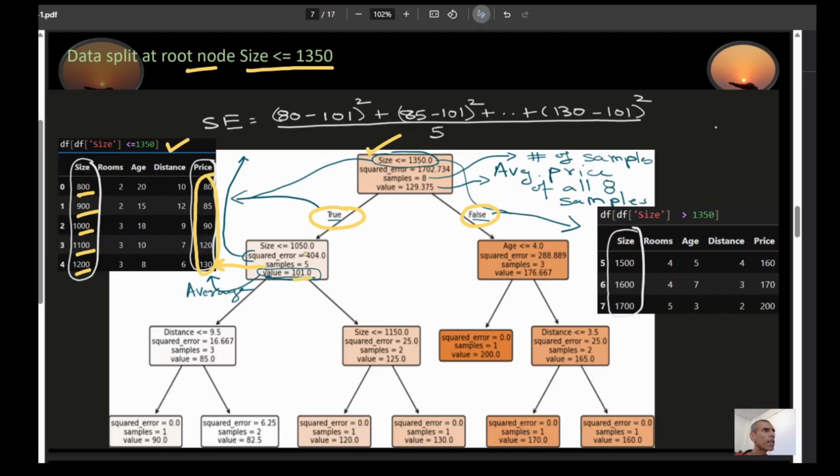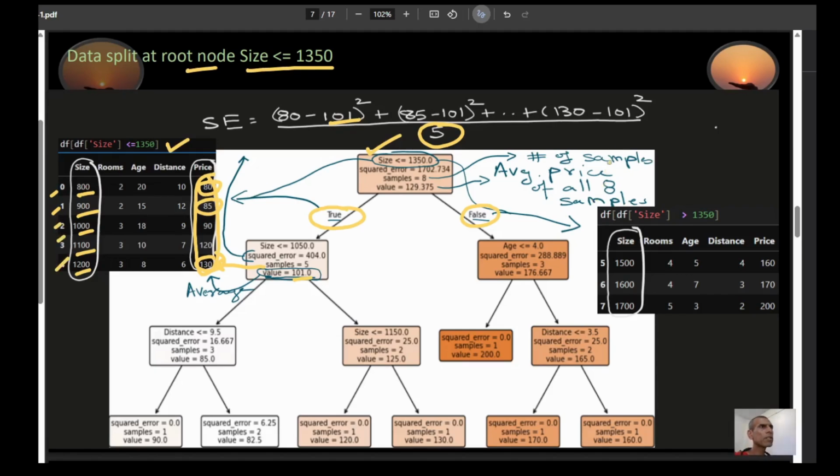Then you have this squared error. This squared error means the same thing as in the previous one. So you're going to take 80 minus 101. In this case, 80 would be this right here. And your average value of this particular data set is 101. So 80 minus 101 squared plus 85 minus 101. 85 would be this one right here. Minus 101 squared, and you keep going all the way to the 130. That would be this right here. Minus 101 squared, and then divide by the total number of data points. In this case, there are 5 data points. 1, 2, 3, 4, 5.